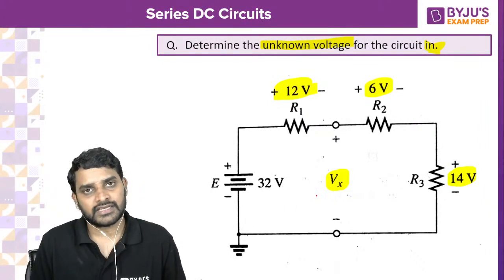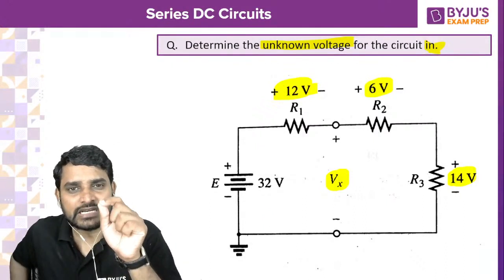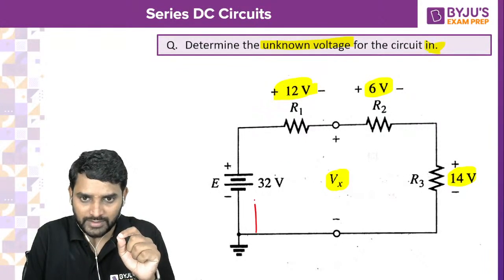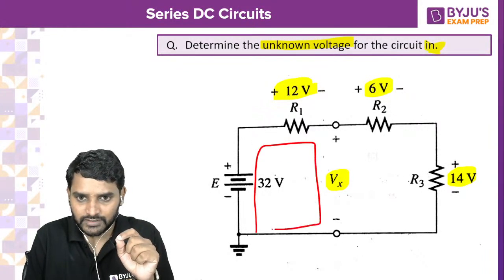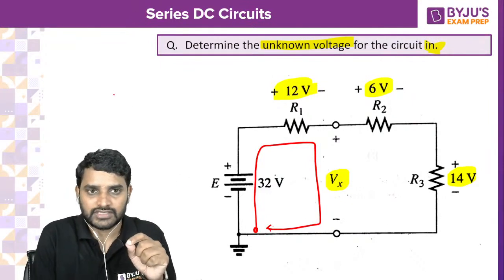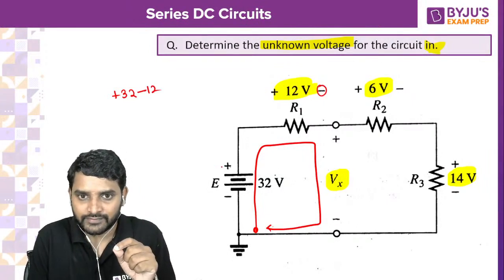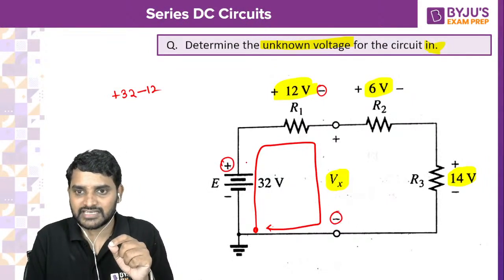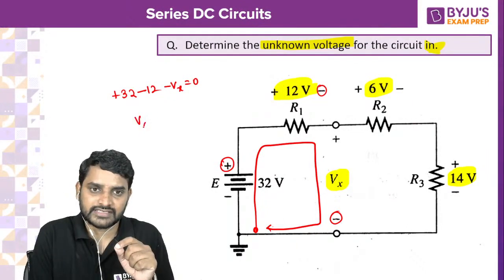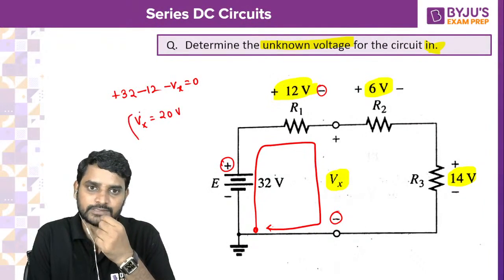How do you do it? Apply KVL simply. Remember, while you are writing KVL, select a closed path in which fewer elements are there. So I am selecting this closed path. Wherever I started, that point I have to reach, so that will be closed. So this will be plus 32 minus 12, leaving polarities I am considering, minus Vx is equal to 0. So Vx is equal to 32 minus 12. You are going to get 20 volts.